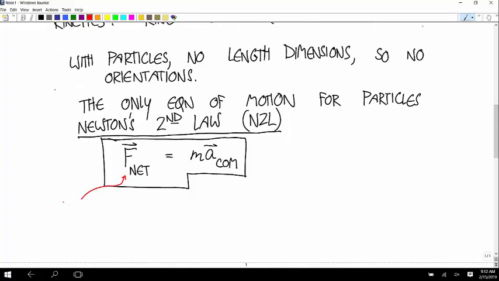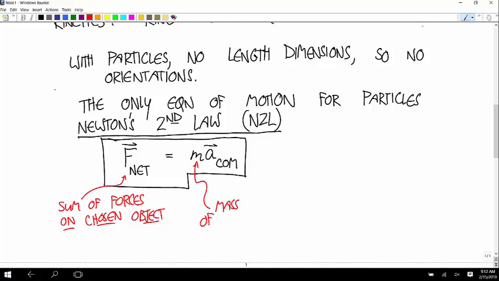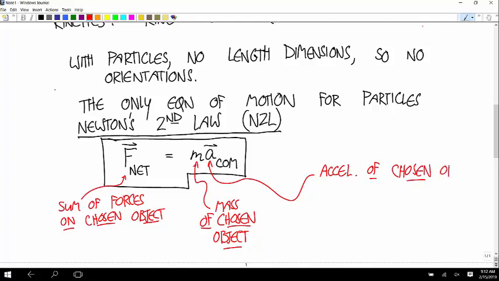So F net is the sum of the forces on the chosen object. M is the mass of the chosen object. And ACOM is the acceleration of the chosen object's center of mass.